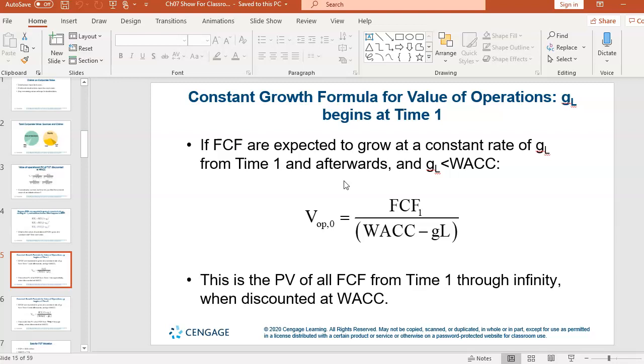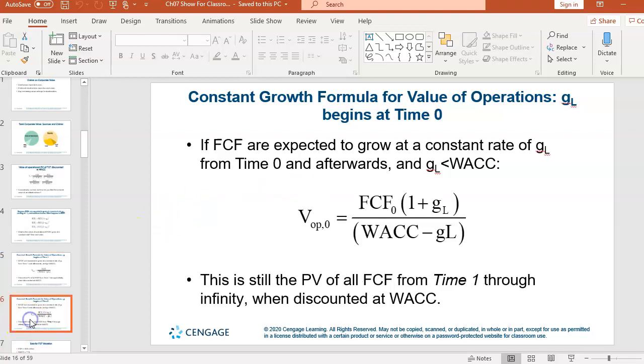So FCF1 is my future cash flow a year from now, and divide that by the WACC minus my growth rate, and L is just on stock L. So the value of operations today is based on next year's free cash flow divided by WACC minus a growth rate. That's what they call the constant growth formula. Now, it's not a perfect formula because it only works if the WACC is greater than the growth rate. If you flip that around, you get a negative, and you can't divide by a negative. So the WACC must be greater than the growth rate.